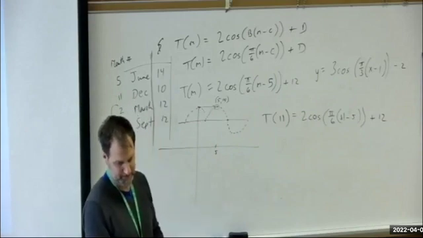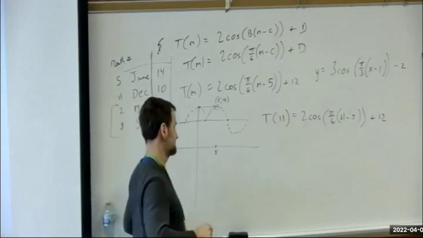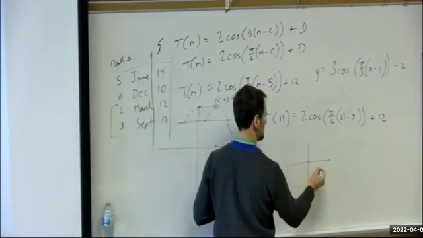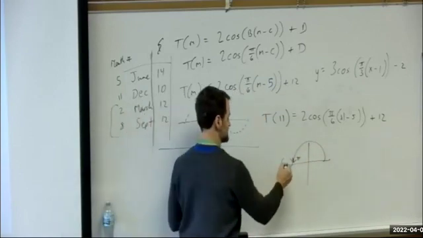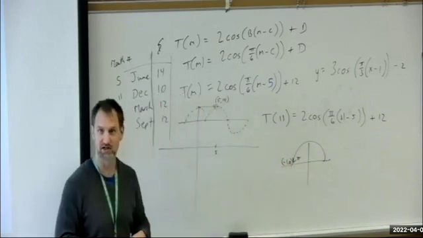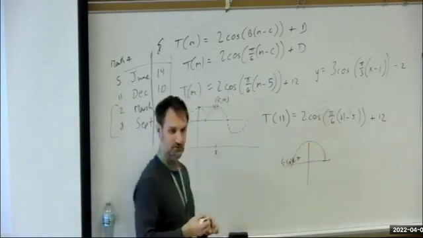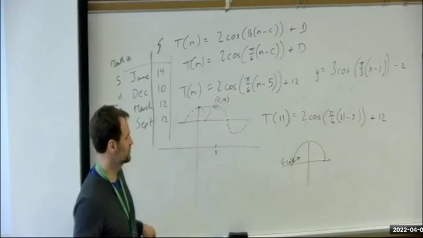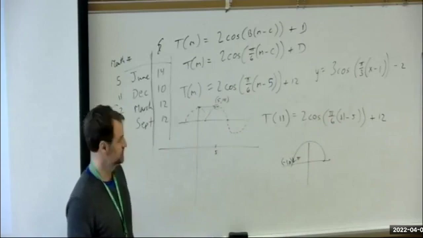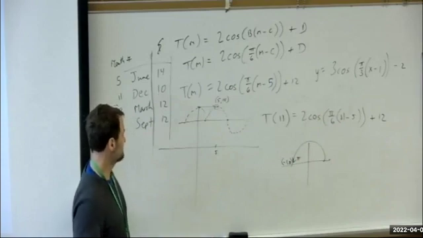What's cosine of pi? Is it 1? I'm sorry, it's 0. What's that unit circle say? Pi. What's the point here? Negative 1, 0. Cosine is negative 1. Oh, okay, negative 1. So negative 1 times 2 is negative 2, and we add 12. That's what we want, 10. It's a good sign.